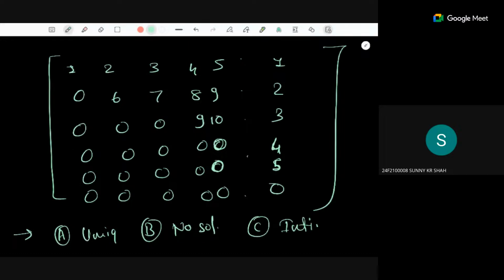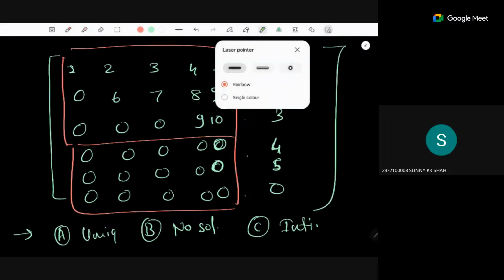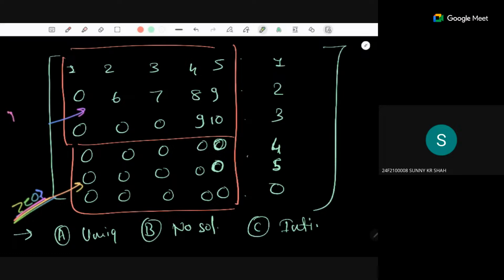Non-zero rows means you only have to consider these rows, not the constant one. These will be your zero rows, and these will be your non-zero rows. Okay, so don't get confused with non-zero rows. You don't have to look at the constants here, only the rows related to the matrix A. These will be your zero rows, and these will be non-zero. Okay. So any changes in the option?